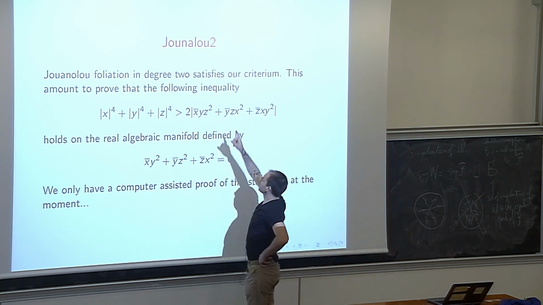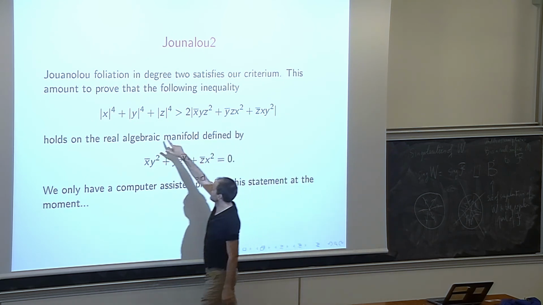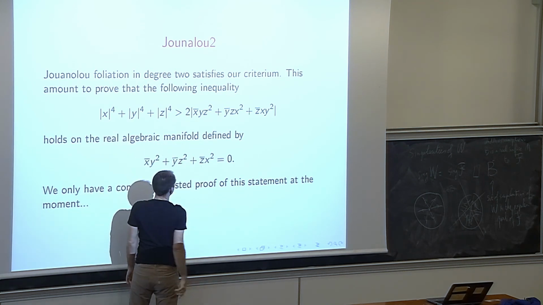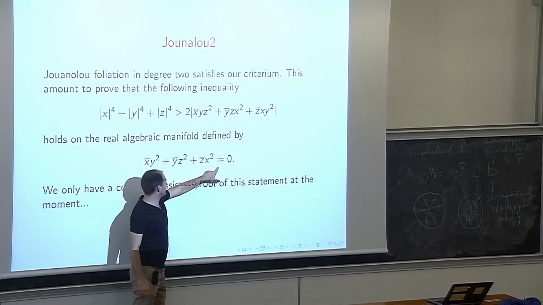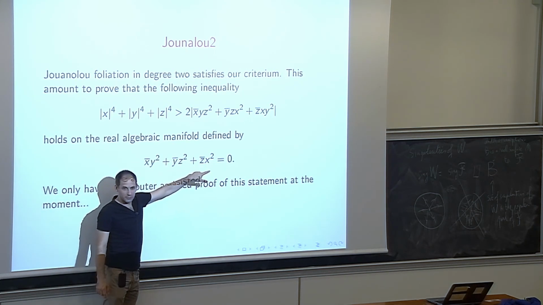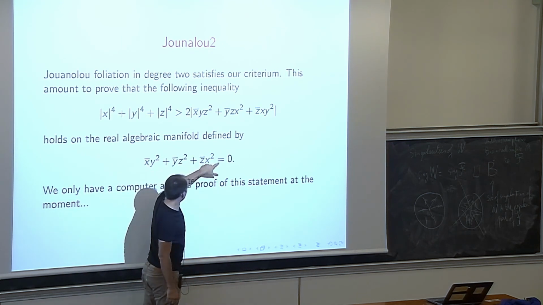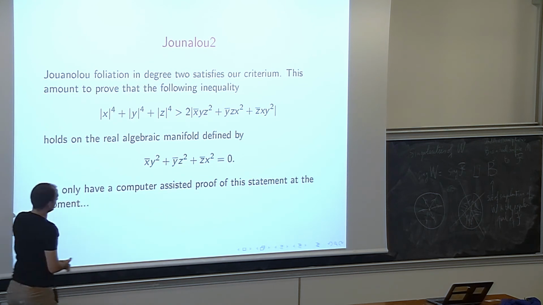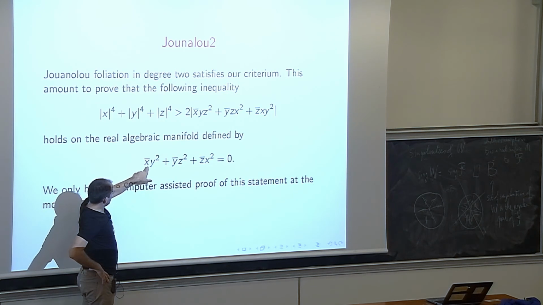In fact, if you look at the Jouanolou foliation, the inequality that you have to satisfy is the following. You need to satisfy this inequality in C3 on the intersection with that manifold. This manifold is exactly the equation of the critical points of the function along the v trajectories. So this is the equation of B. Projectivization of that equation gives B. In fact, this is what is called a mixed curve, because it is defined by polynomial expressions in the complex variables and anti-holomorphic variables.